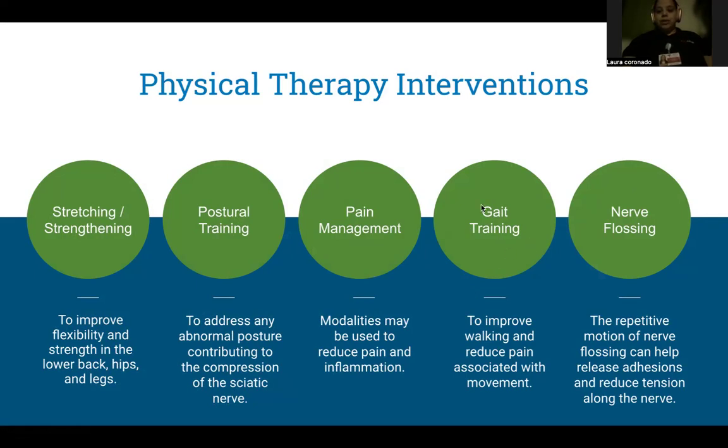So, gait training again. We may see some gait deviations depending on the patient's pain. For example, with my patient in particular, I saw a Trendelenburg in her hip because she was, of course, trying not to put too much weight on her left lower extremity. And then she also had a little bit of an anterior trunk lean as well.